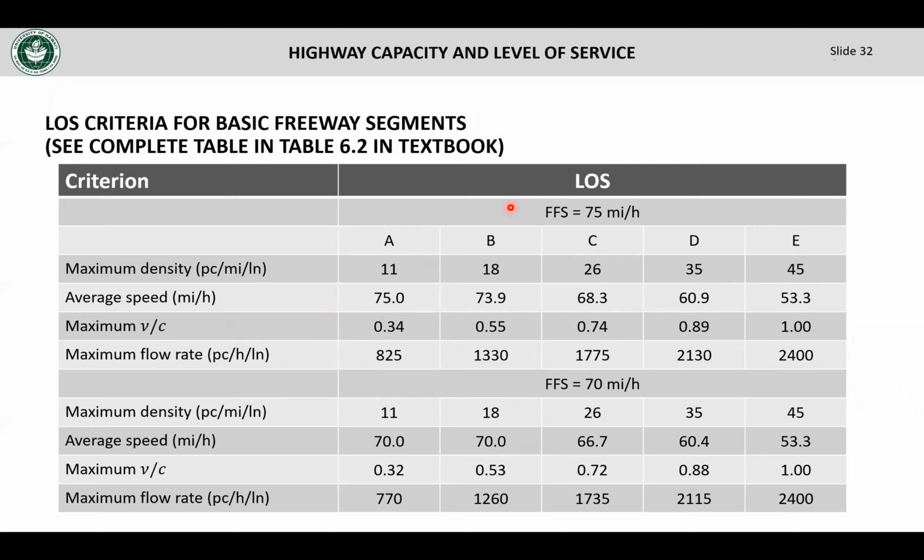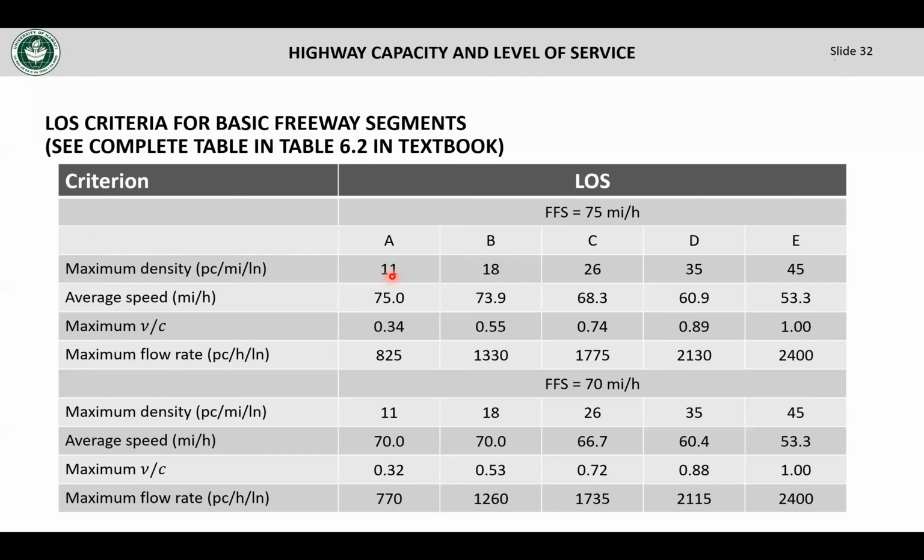Notice that it doesn't matter what the free flow speed is, the density defining the level of service is always the same, right? So for level of service C, it's always 26, for level of service D, it's always 35, and so on. Now, the table also gives you other information that you can see here: average speed, maximum volume to capacity ratio, and maximum flow rate. And what you should understand is that once we define this density, everything else for a given free flow speed could be defined. So whether I talk about this or that would be equivalent.